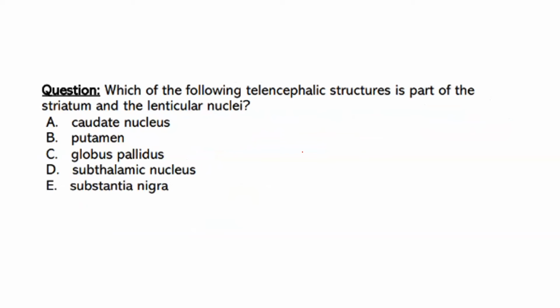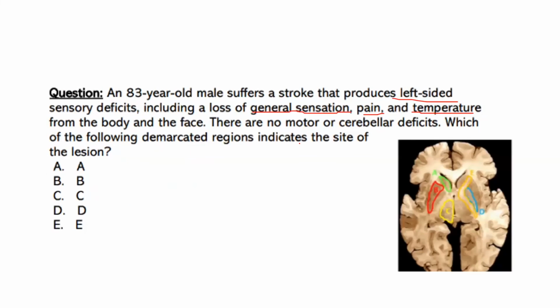So which of the following structures is part of both the striatum and the lenticular nuclei? So here we're talking about the basal ganglia, right? And so the striatum is made up of two structures, the caudate nucleus and the putamen, while the lenticular nuclei is made up of the putamen and the globus pallidus, right? And so which structure is present in both? That's going to be the putamen. I hope that made sense. Okay, happy to help.